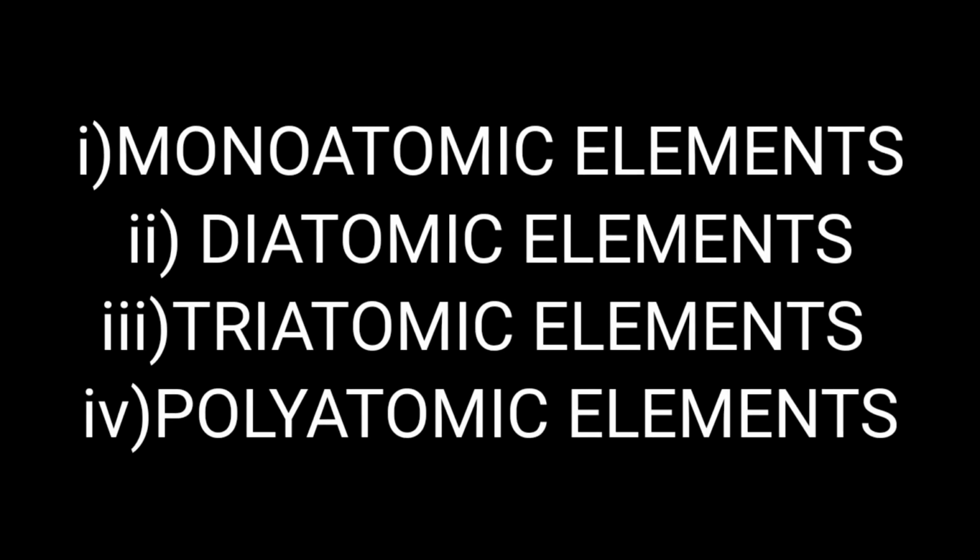Then we have learned about atomicity. What is atomicity? The number of atoms present in one molecule of an element is known as its atomicity. We have even learned that molecules of elements which have a single atom are called monoatomic elements, which have two atoms are called diatomic elements, which have three atoms are called triatomic elements, and the ones which have more than three are known as polyatomic elements. Then we have even seen the symbols and chemical formula of elements.